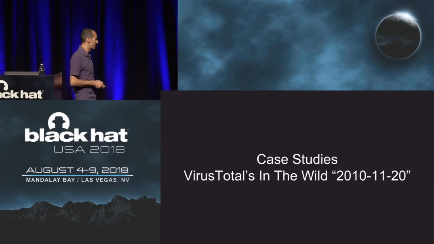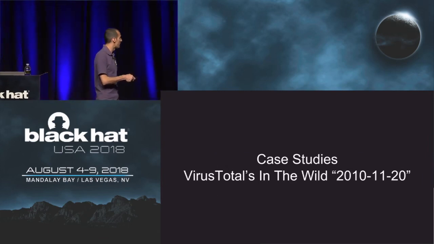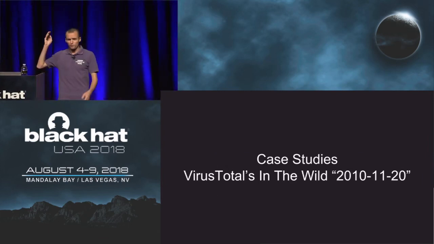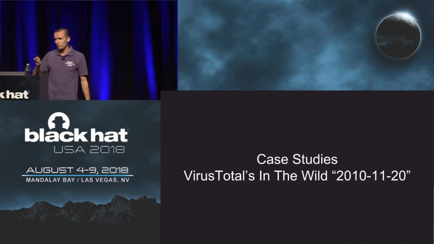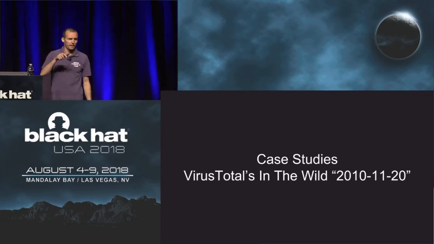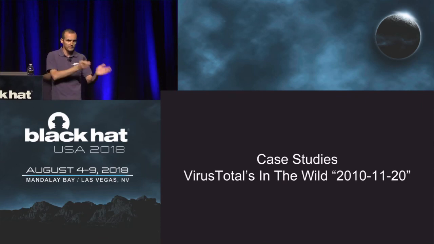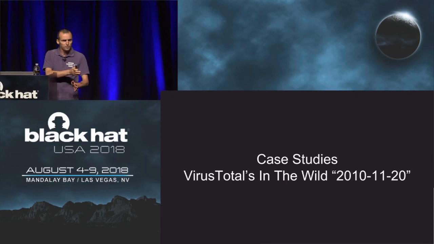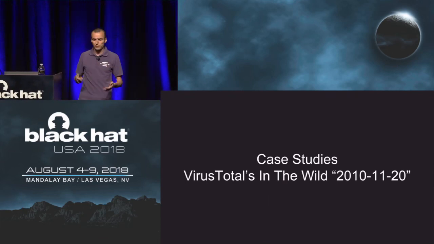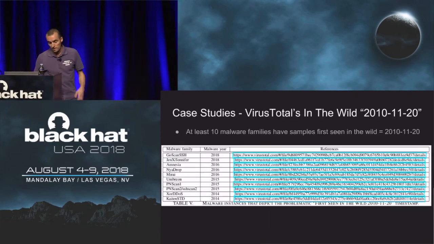Another interesting case study is what we call VirusTotal in the wild. I think many of you use VirusTotal. One of the interesting features in there is that for some samples, not all, they have a field called first seen in the wild. And it looks really interesting: you can see when this sample was first seen in the wild, and you can establish a timeline of when this exploit was developed and so on. So it gives you a lot of features.